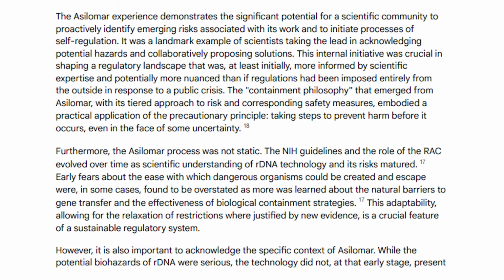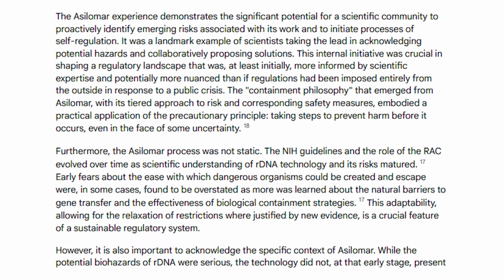The containment philosophy that emerged from Asilomar, with its tiered approach to risk and corresponding safety measures, embodied a practical application of the precautionary principle: taking steps to prevent harm before it occurs, even in the face of some uncertainty.